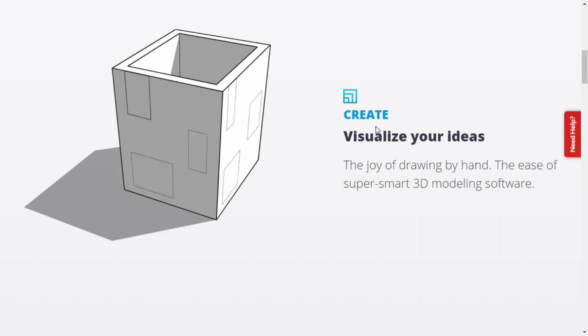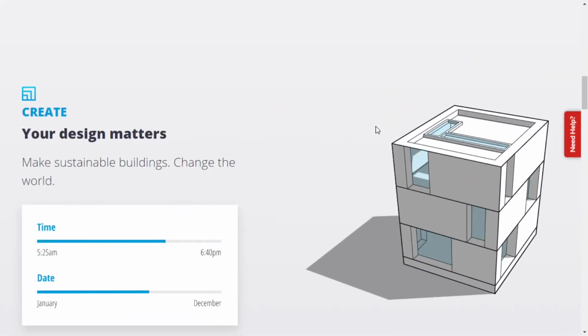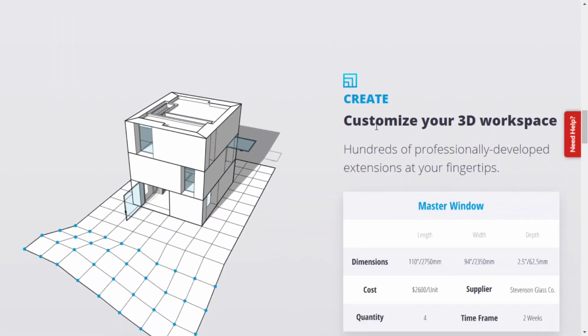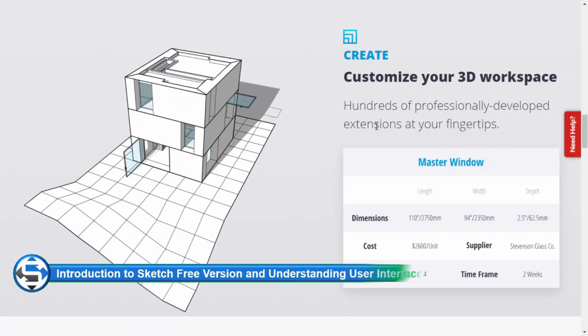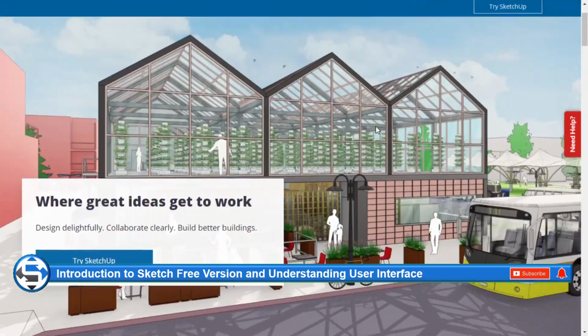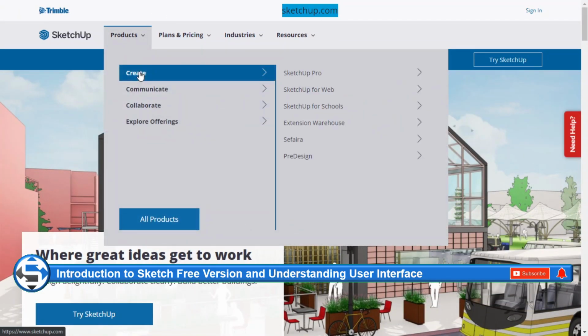Today I am starting a new series on SketchUp software. So in this video we will go through an introduction of the online free version of SketchUp and see kind of how it works. The web-based version of SketchUp is free. You can access this by going to sketchup.com and go to Products, Create and click SketchUp for Web.